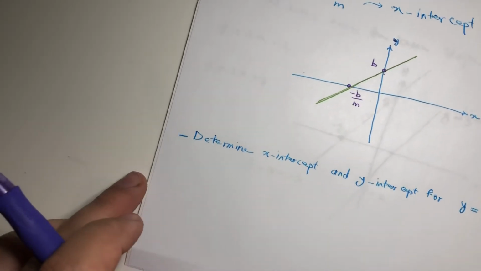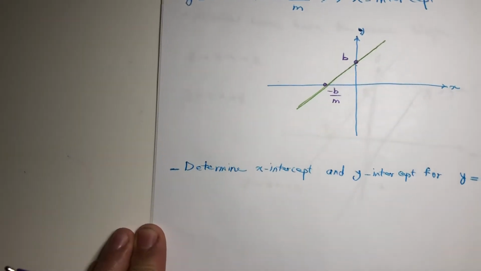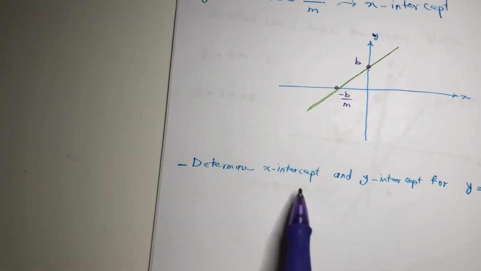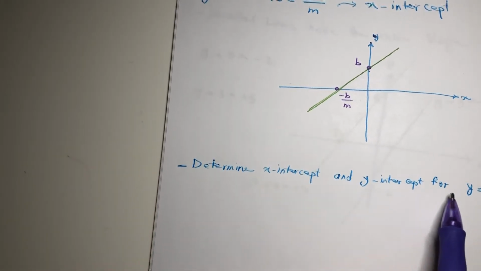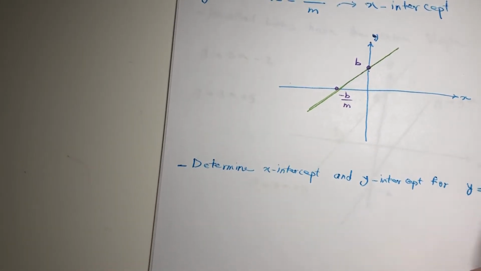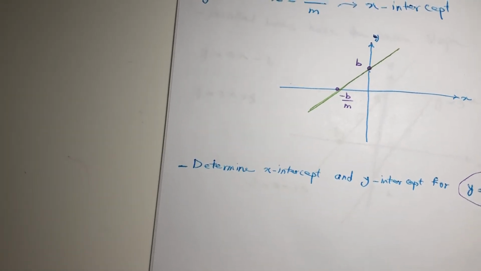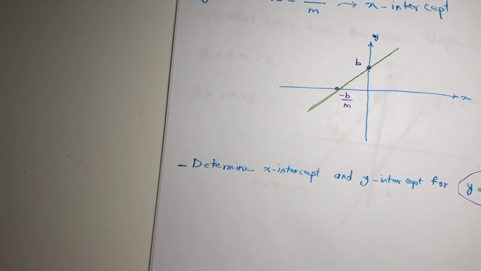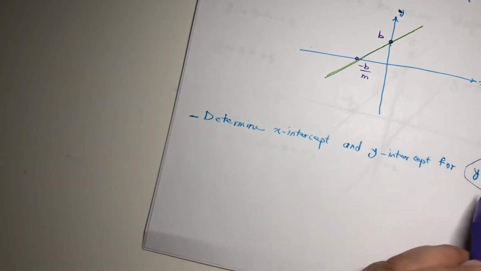Let's look at an example. Determine the x-intercept and y-intercept for this line. So this is the line equation that we have. We want to find at which points this line intercepts the x and y axes, right?